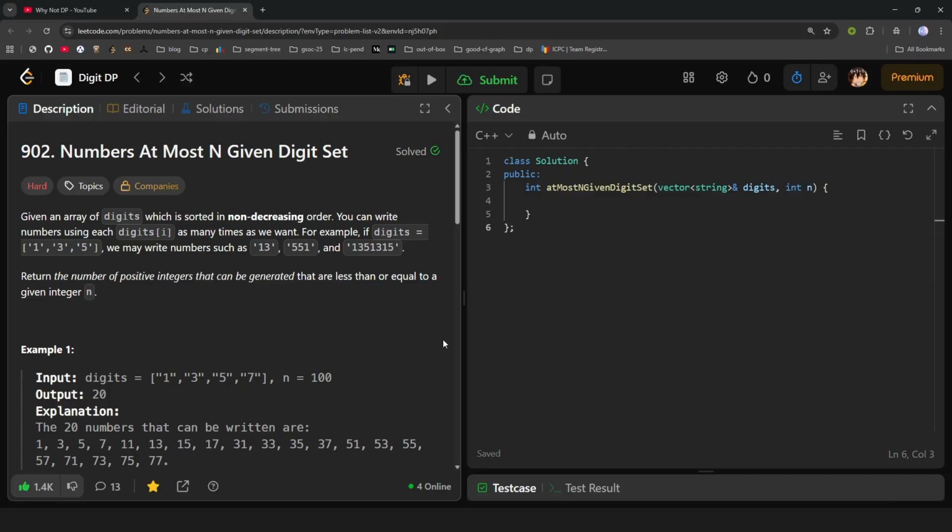Okay, so hi everyone. Today in this video we are going to solve this problem from Leetcode that goes by the name Numbers At Most Given Digit Set. And this is going to be the fifth video in this digit DP playlist, right?